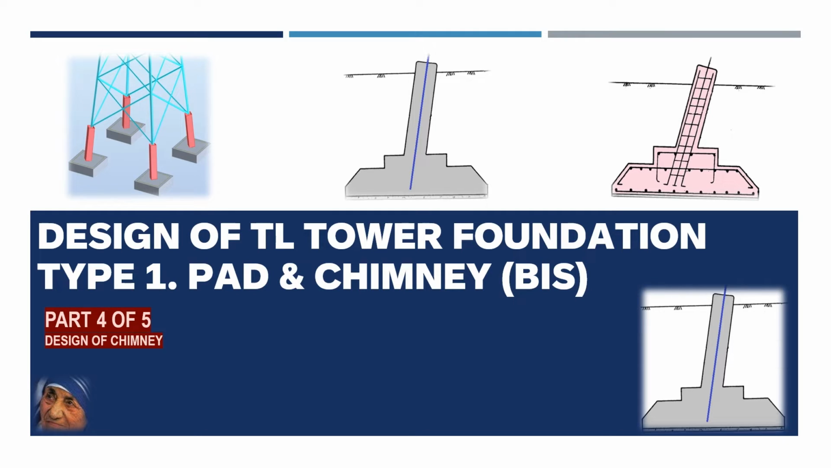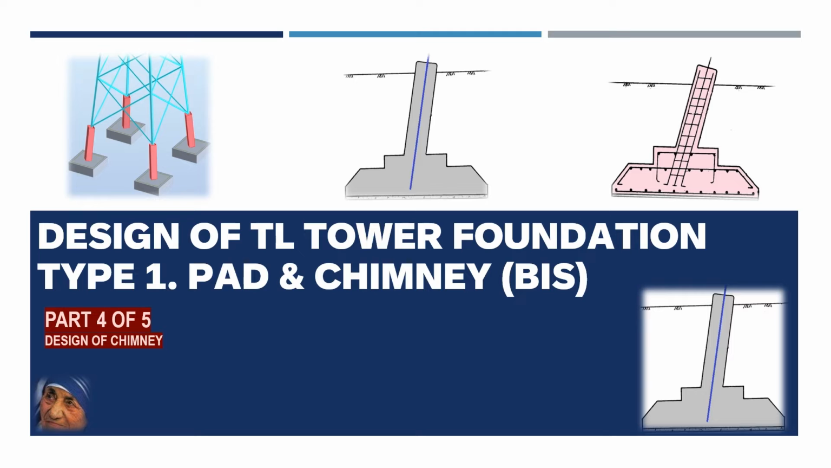This is part 4. In this we are going to see design of chimney, and followed by the next part, part 5, we are going to do design of base slab. With that the entire transmission line tower foundation for type 1 pad and chimney using Indian standard gets completed. So before watching this, watch our previous videos up to part 3. The video link is given in the description. You can find it there.